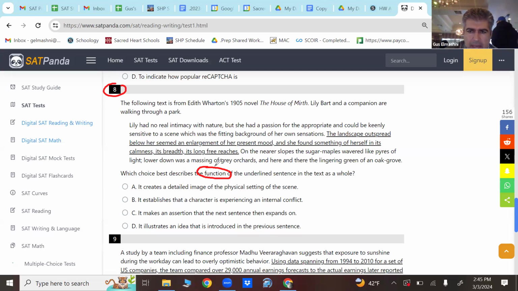So basically, the landscape kind of represents how she feels, right? She feels calm. And the enlargement of her present mood, okay. On the near slopes of sugar maples, which were like pyres of light. Lower down was a massing of great orchards, and here and there the lingering green of an oak grove. So it all sounds very pleasant and nice.